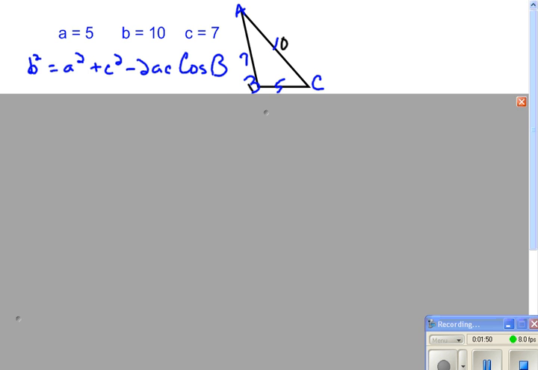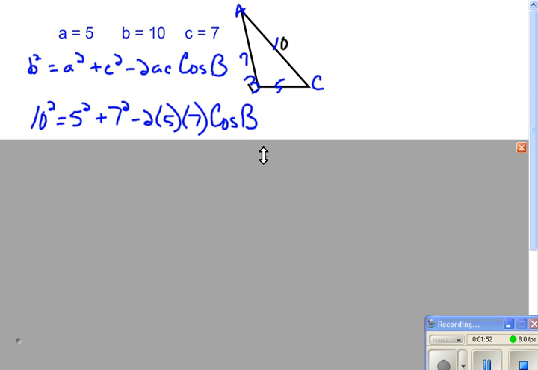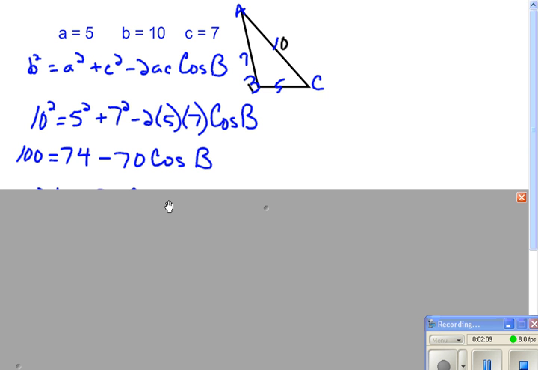So here we go. We're going to substitute our numbers in. B is 10, so 10 squared equals A is 5, 5 squared, plus C is 7, 7 squared, minus 2 times 5 times 7 times cosine B. We do not know angle B. As you do that mathematically, 10 squared is 100. 5 squared and 7 squared is 25 plus 49, so we get 74. Minus 2 times 5 times 7 is 70, cosine B.